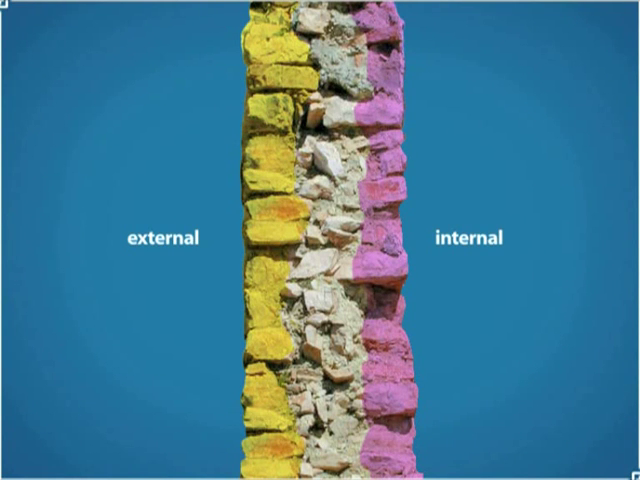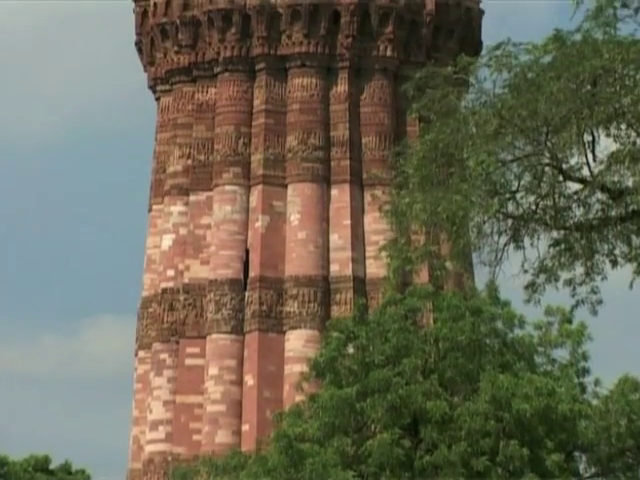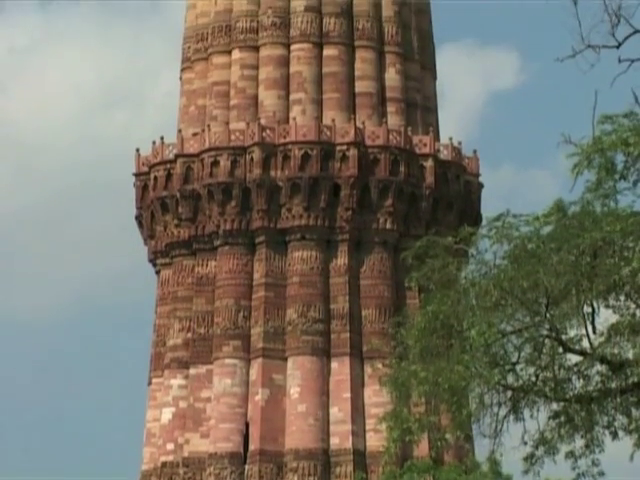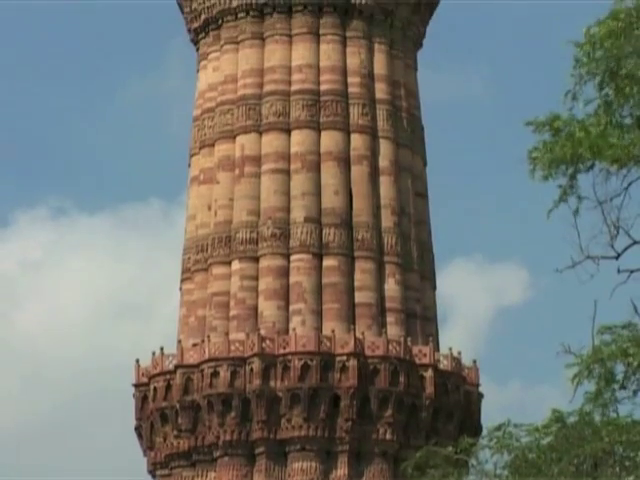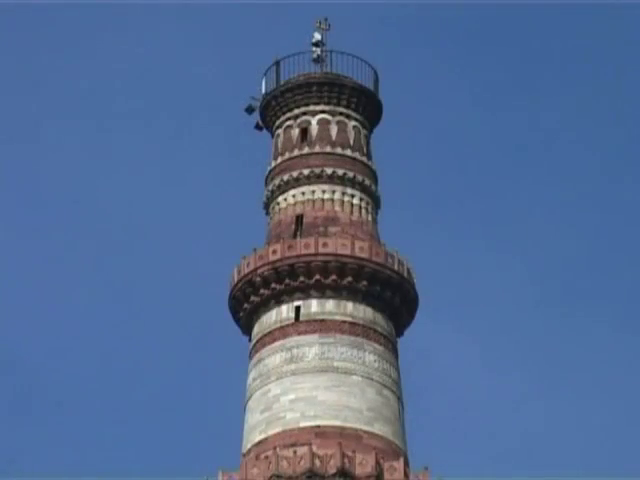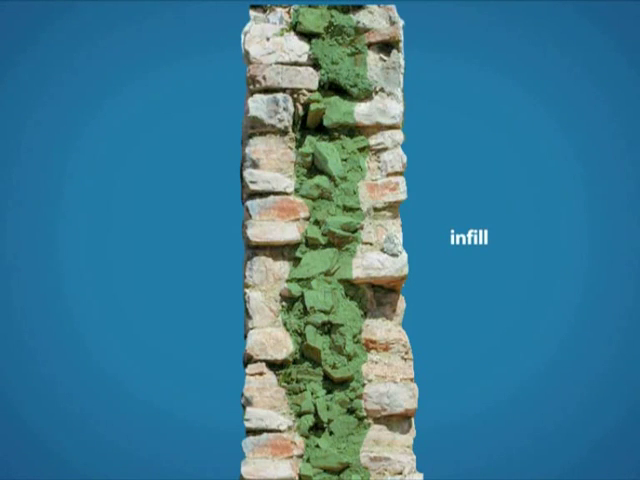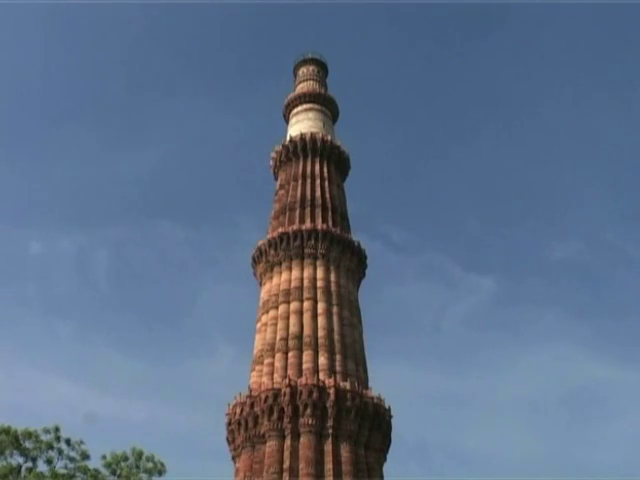In the first 3 stories, the external veneer is made of ashlars of red and buff-coloured sandstone, while the inside is composed of Delhi quartzite ashlars. In the 2 upper stories, the external veneer is made of white marble stones and the internal of red sandstone. The infill is made up of stone masonry rubble.